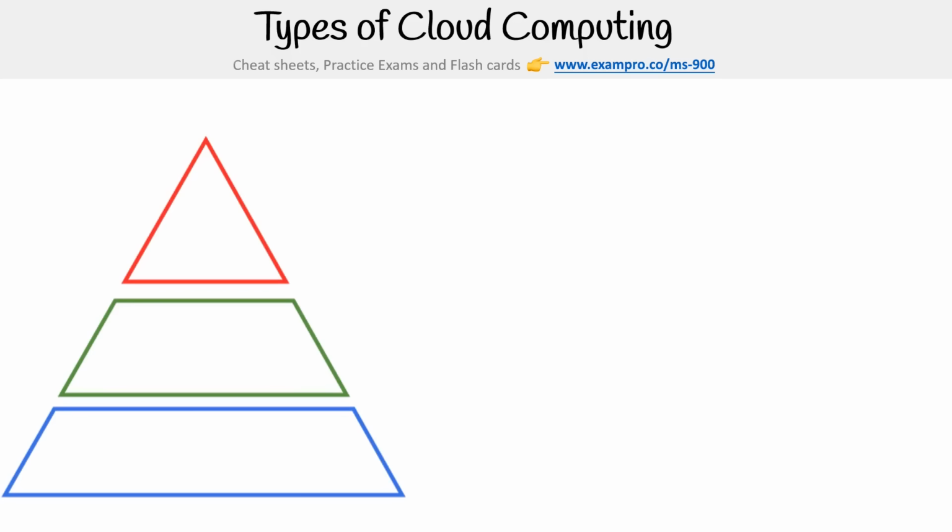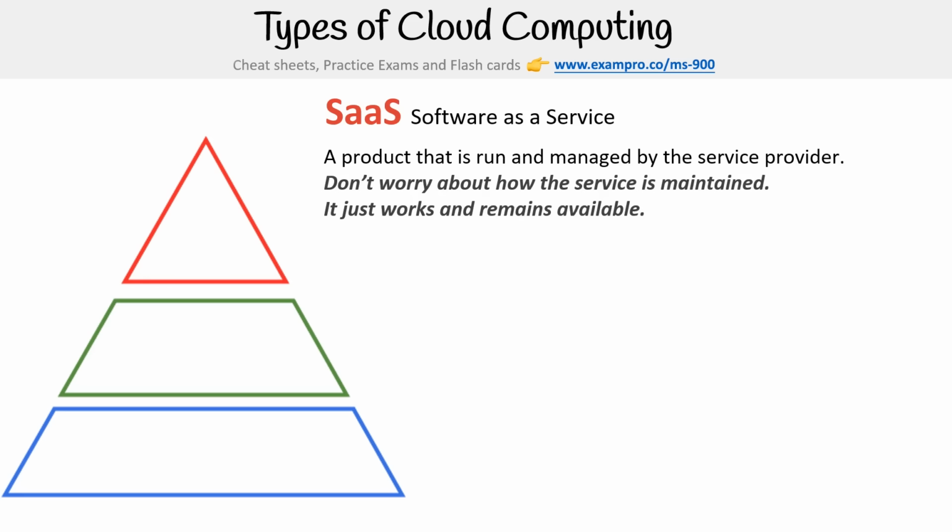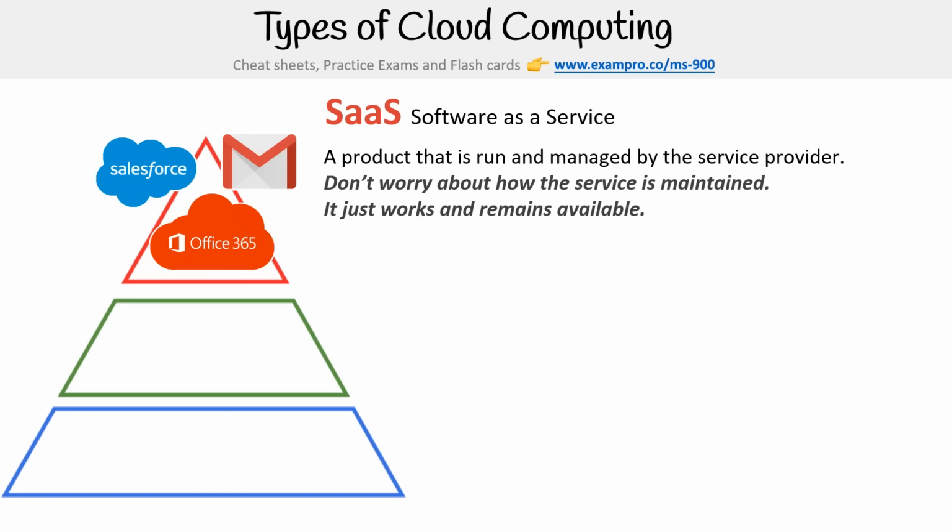Hey, this is Andrew Brown from ExamPro, and we are looking at the different types of cloud computing. And we have this nice pyramid on the left-hand side to help us understand how each type builds off the other. Starting at the top of our pyramid, we have software as a service, also known as SaaS. And this is a product that is run and managed by the service provider. You don't have to worry about how the service is maintained, and it just works and remains available. So you might not be aware of this, but you probably already are using a SaaS product. Examples of that could be Salesforce or Gmail or Office 365. So those are things that would be considered SaaS, and these are really for customers. So it's just you wanting to use general software on your computer, but in the cloud.